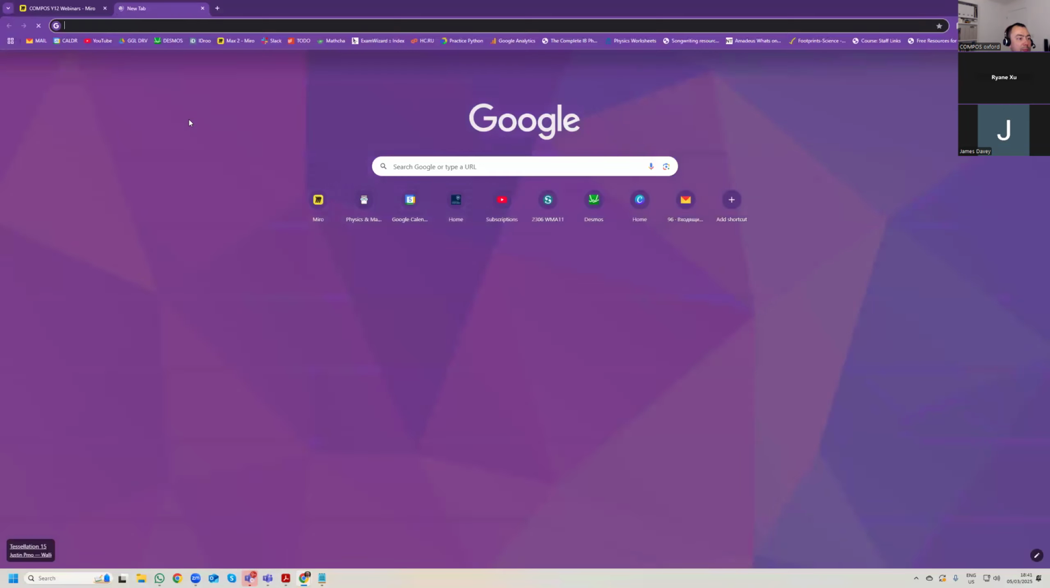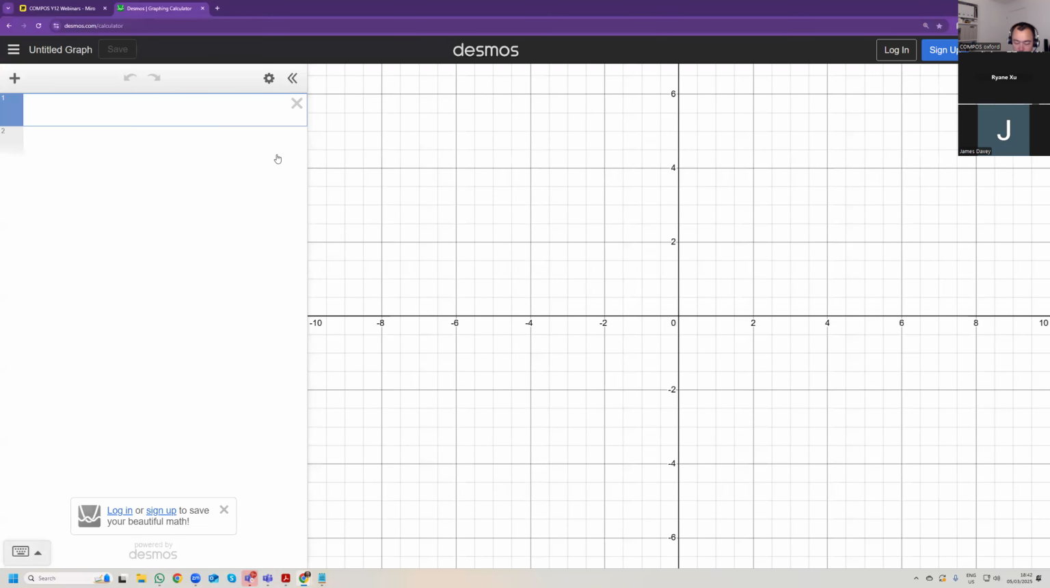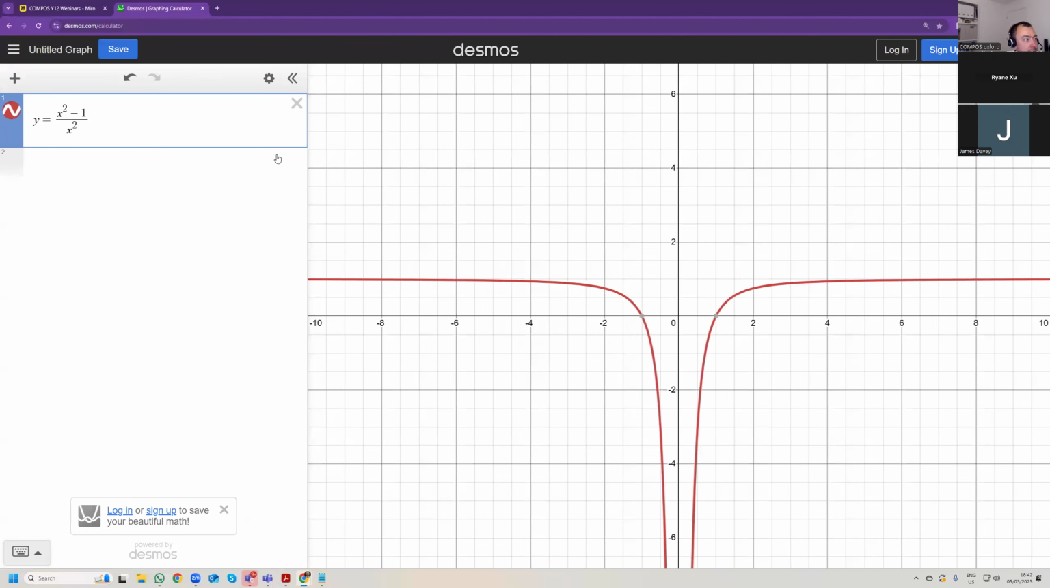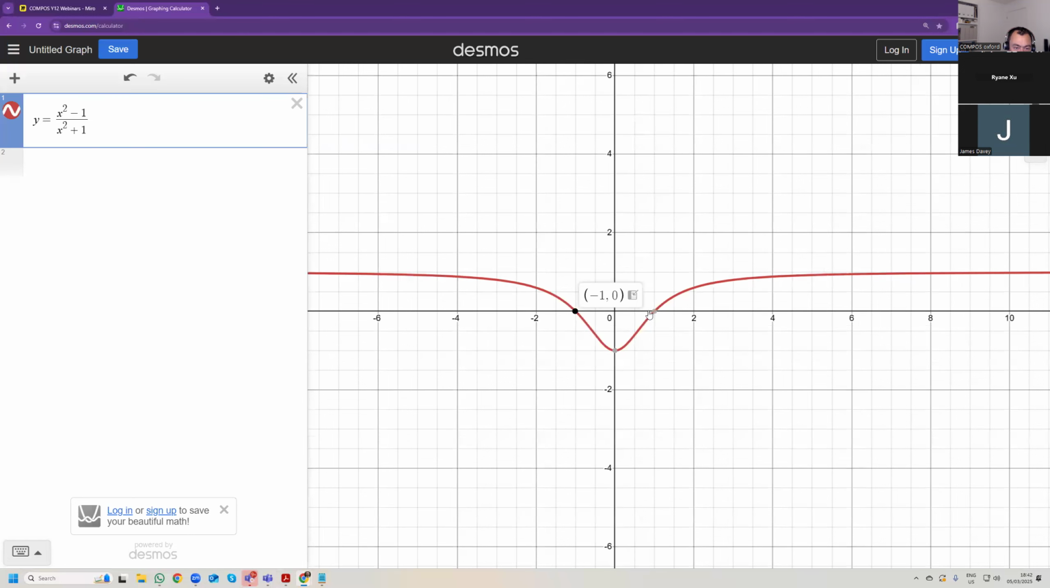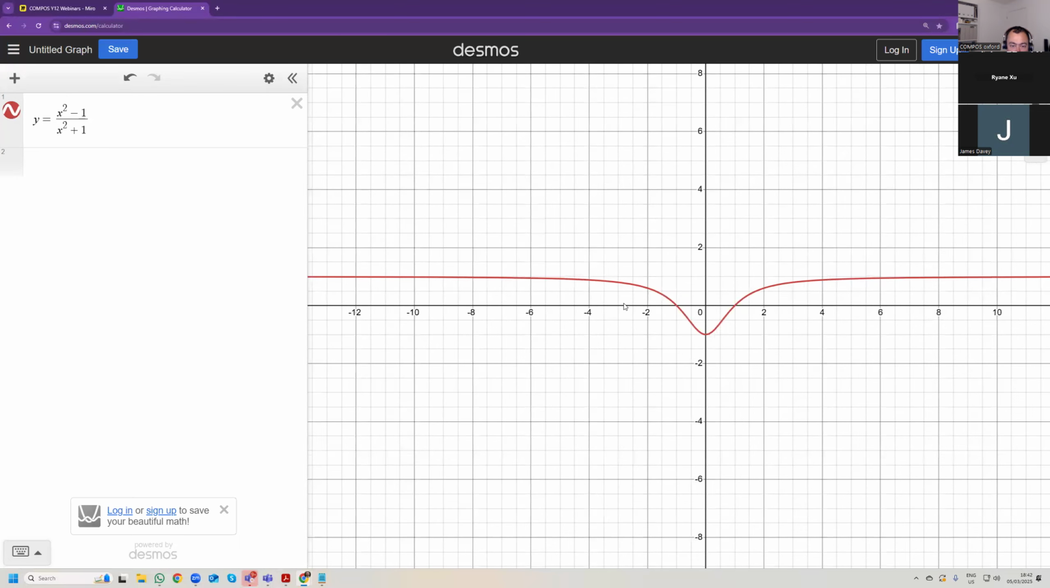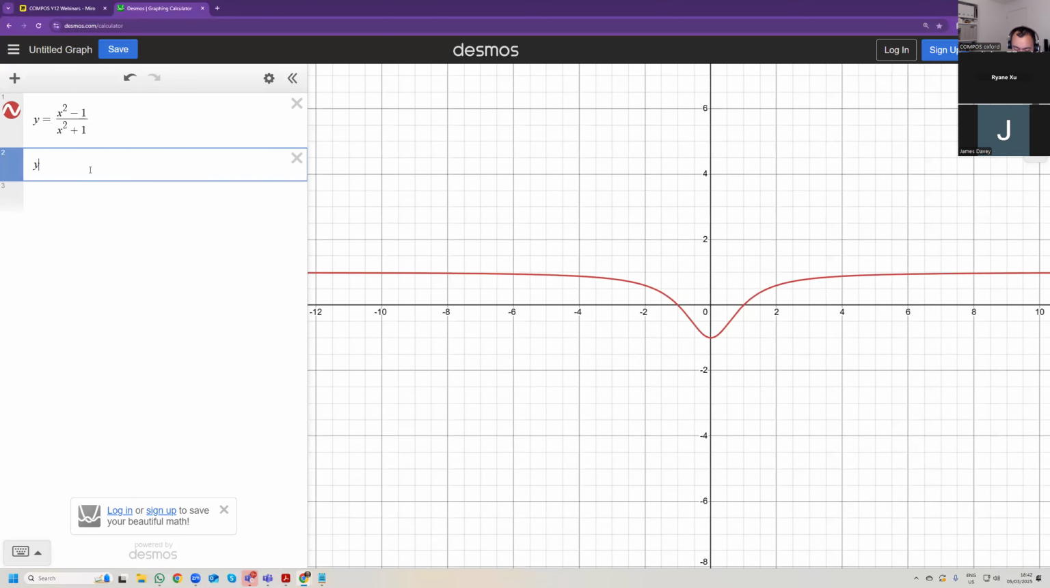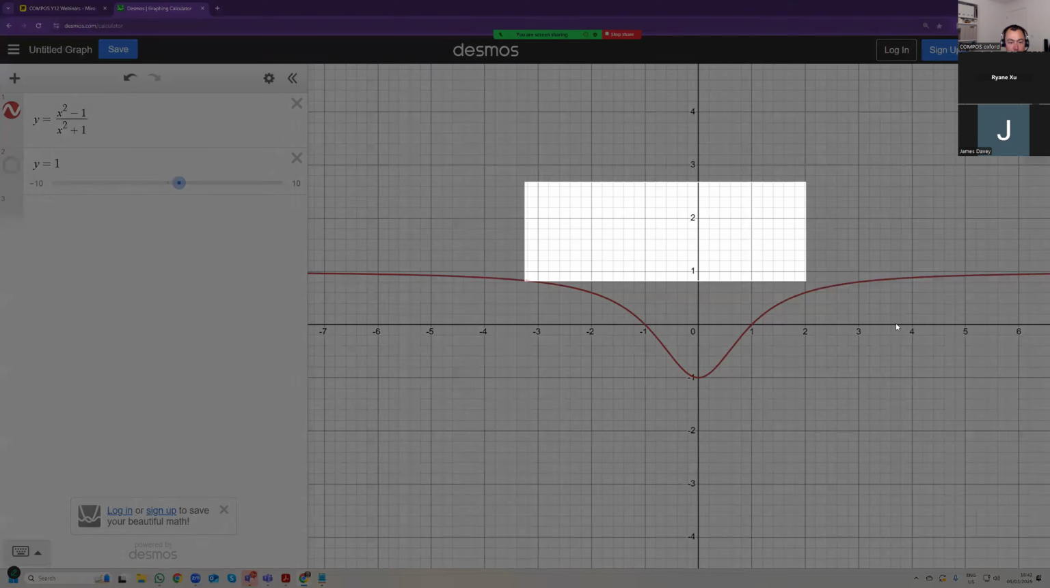Okay, y equals x squared minus 1 divided by x squared plus 1. Here it is. So we have the zeros. We have the horizontal asymptote, as you can clearly see, y equals 1. y equals 1, horizontal asymptote. And yeah, so not bad.